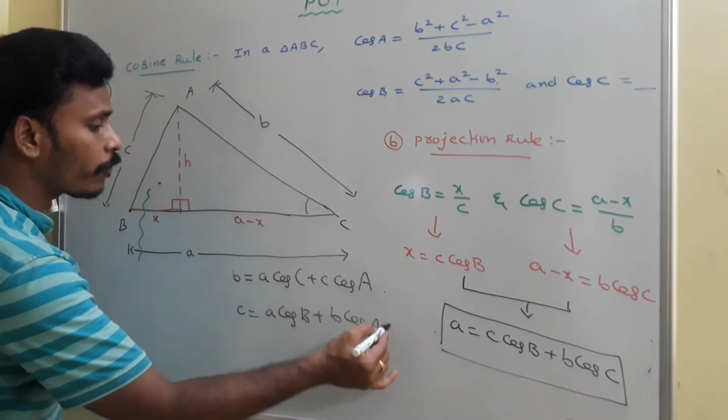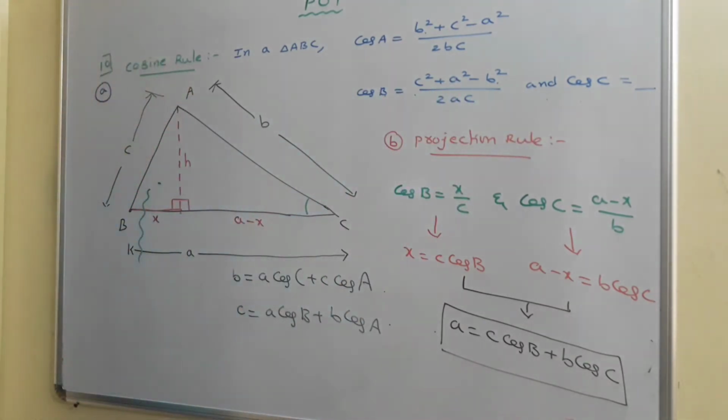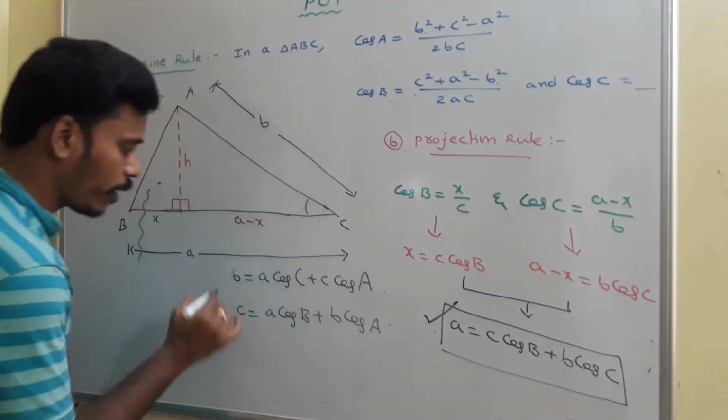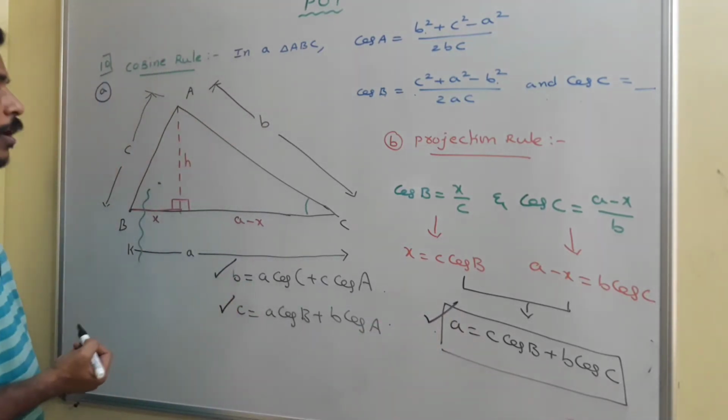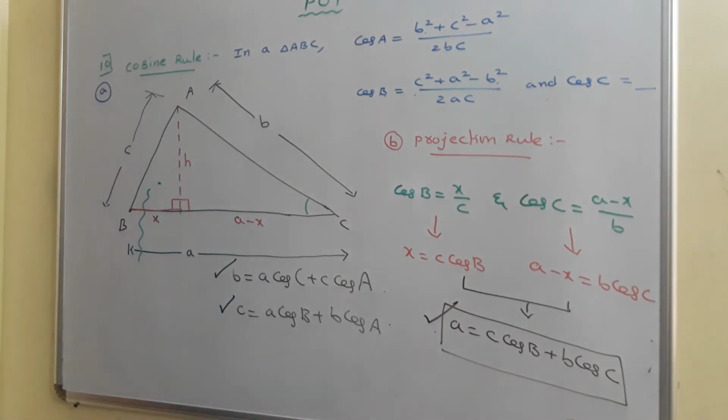And these three are referred to as the projection rule, and these three are referred to as the cosine rule, and all are representing the same situation. Okay, just have a look. Is it clear? So the projection rule is this first one, second one, and third one. So you need to memorize the projection rule as well as the cosine rule, and we need to utilize all these things, right?